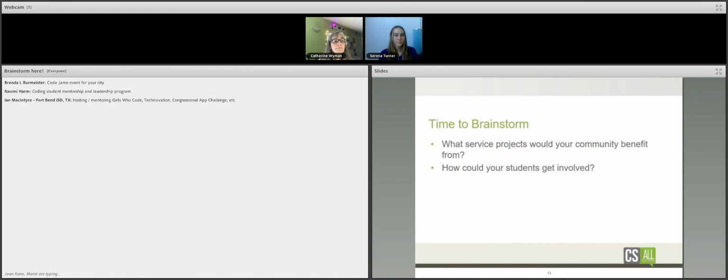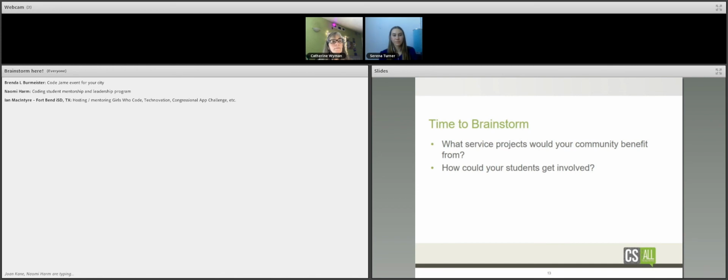So here in Fort Bend, Texas, hosting Mentoring Girls Who Code, Technovation, the Congressional App Challenge. That's a really great idea. You're leveraging work out there that already has documentation, so you're not reinventing the wheel. It's there. Something that would be a great thing to do your first year. I know I got started in August and September, so we really had to just run with it.